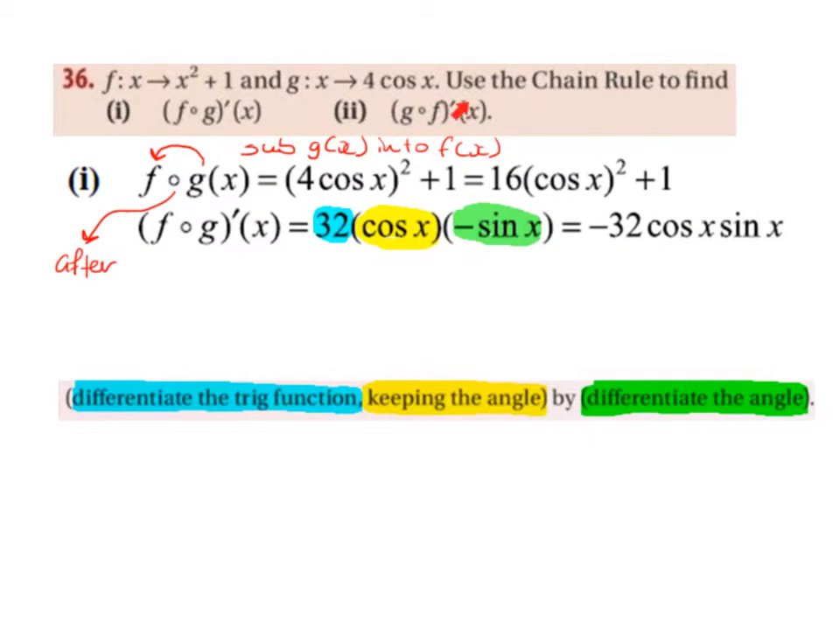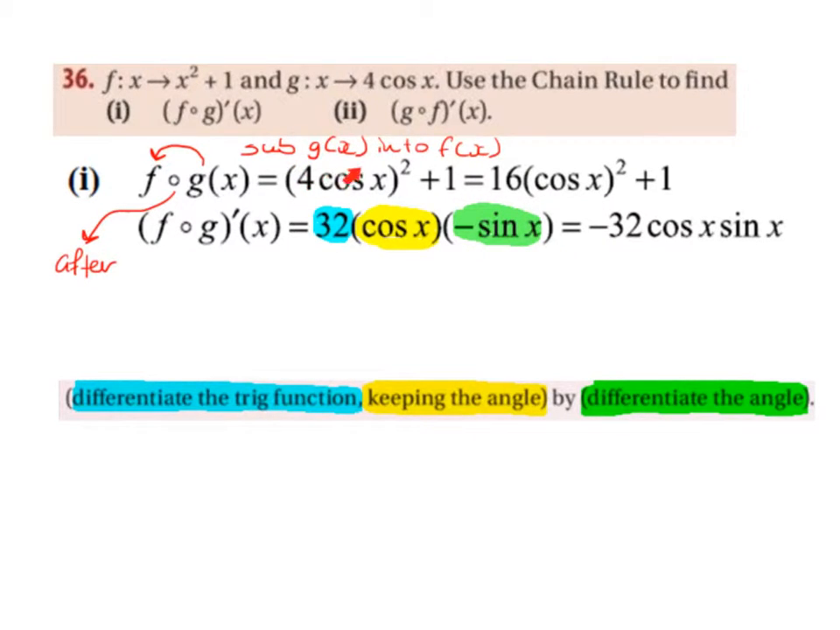applying our differentiation rules. So part 1, f after g of x, first of all we have to work out. So we're going to sub g of x into f of x. So g of x is 4 cos x. So we're going to swap the x in x squared plus 1 for a set of brackets. And into the brackets goes 4 cos x. So we're subbing g of x into f of x.